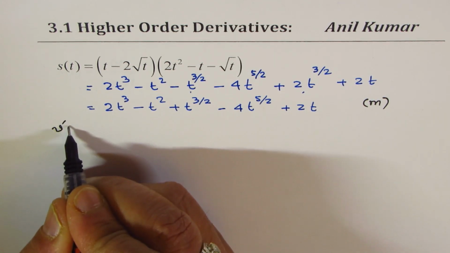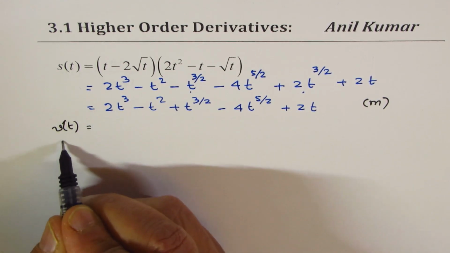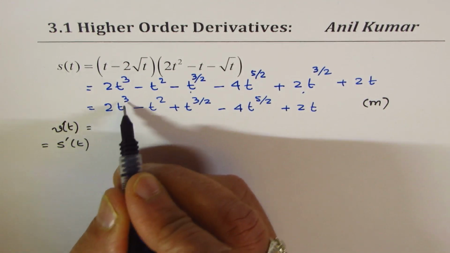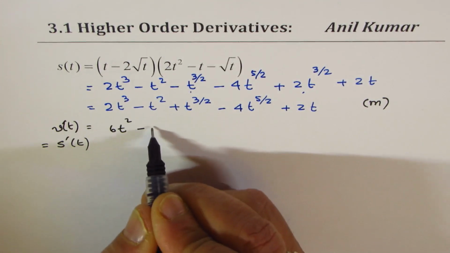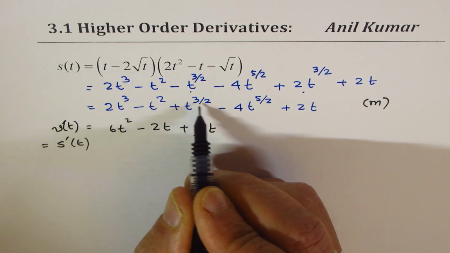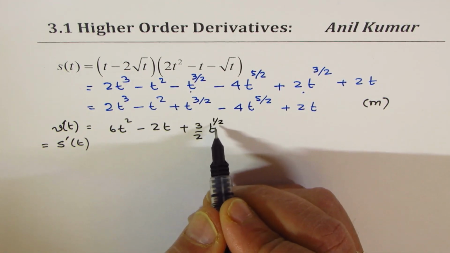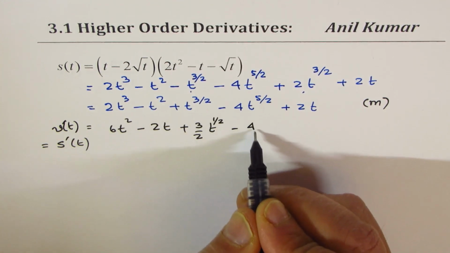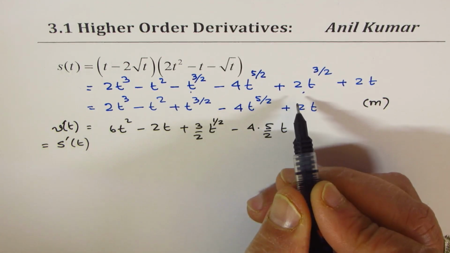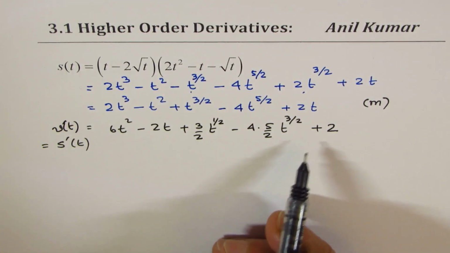Then velocity is the rate of change of displacement, right? So let's find the derivative of this. So you get 6t square minus 2t plus 3 over 2 t to the power of 3 by 2 minus 1. So that means half, square root that is, minus 4 times 5 by 2 t to the power of 5 by 2 minus 1, which is 3 by 2, plus 2, correct? So that becomes your equation.